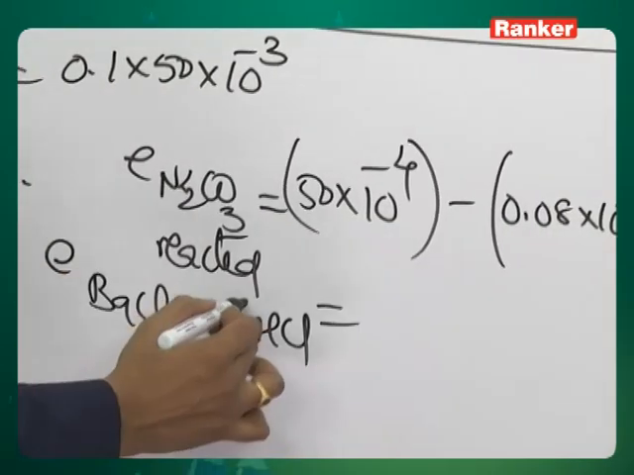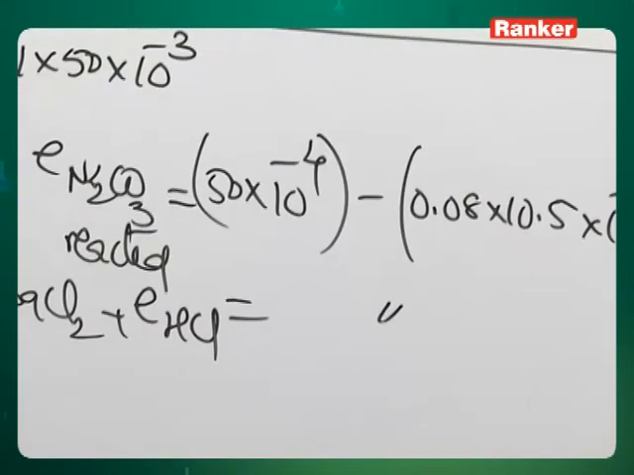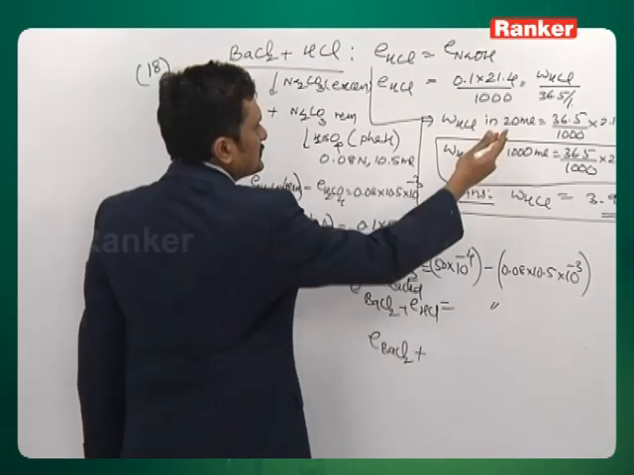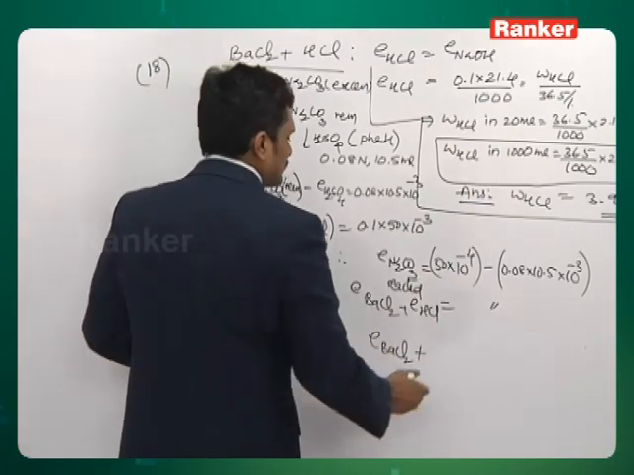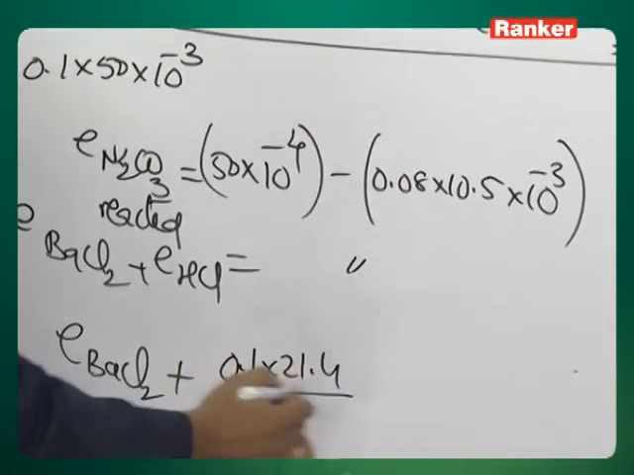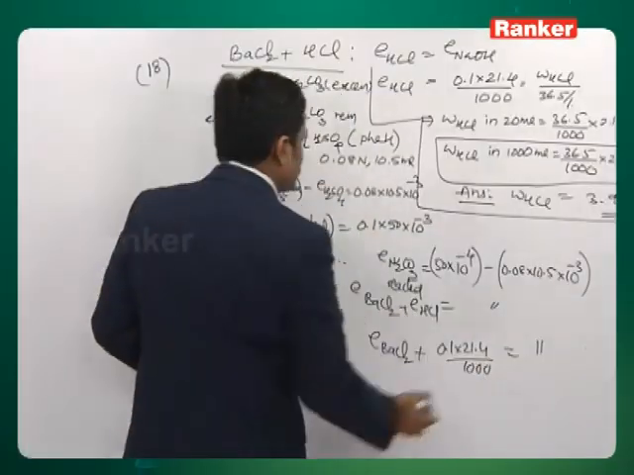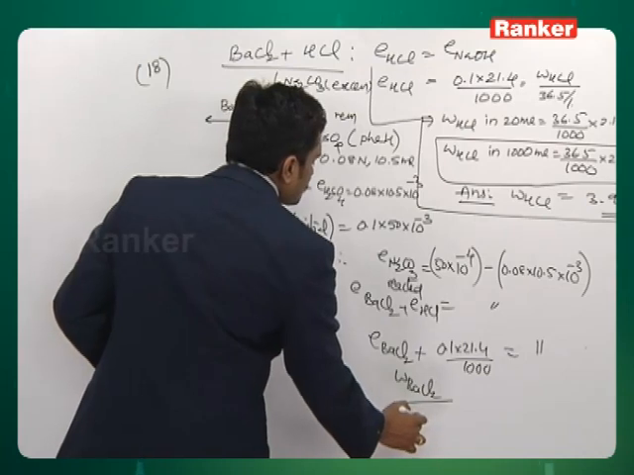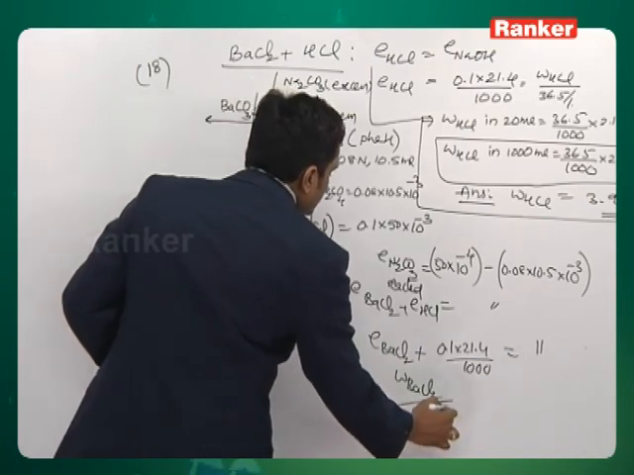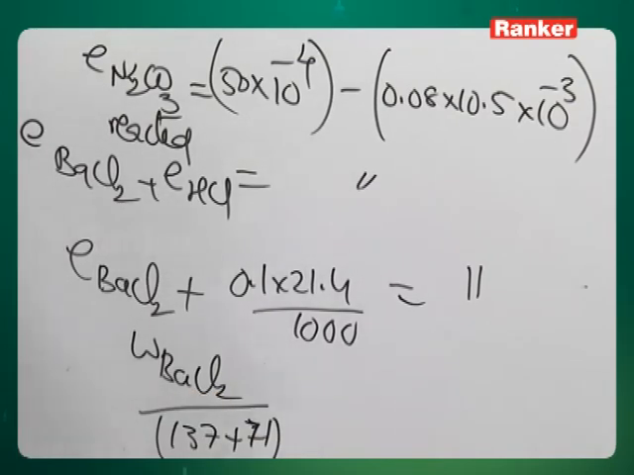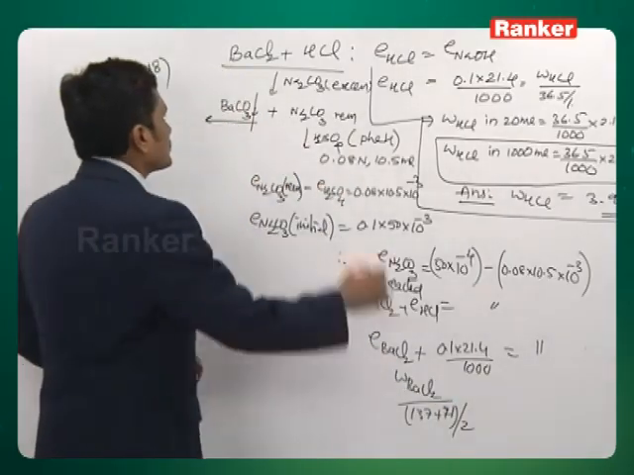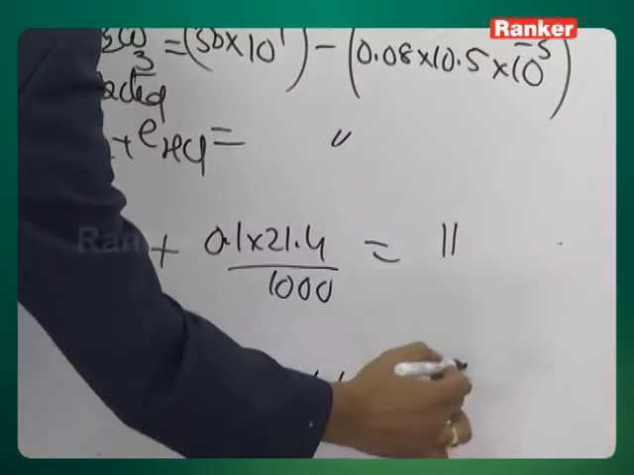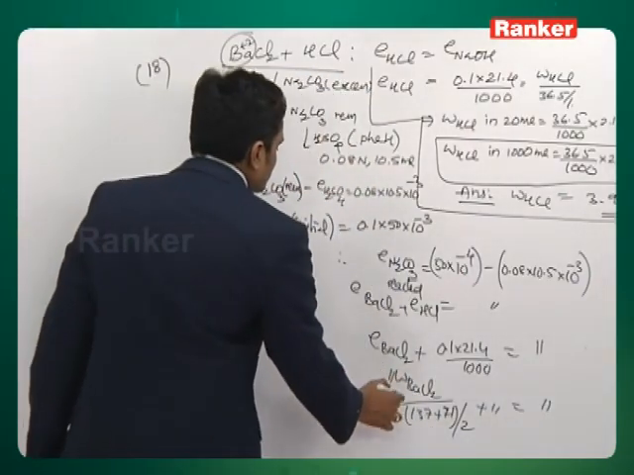and as I told you, when substances react, their gram equivalents need to be taken as same. What I mean to say, that the gram equivalents of barium chloride plus I am going to substitute the equivalents of HCl that are present out there, and nothing but 0.1 into 21.4 upon 1000 is equal to this much. So therefore I'll write this as weight upon equivalent weight, 137 plus 71 is the molecular weight upon the N factor of barium chloride in this reaction is the total charge, is taken as that much, plus giving rise to the weight of BaCl2 present in 20 ml.